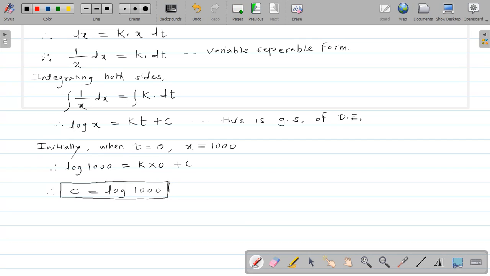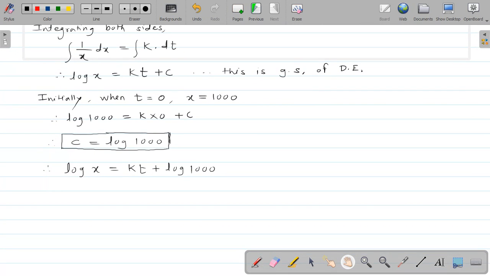Now put this value of c in the general solution. So the general solution becomes the particular solution. We get log x is equal to kt plus log of 1000. Now this will be a particular solution. Now let us modify this. If you keep this log of 1000 on the left hand side, then we get log x minus log of 1000 is equal to k into t. That means, by the logarithmic rule, this can be written as log of x upon 1000 is equal to k into t.